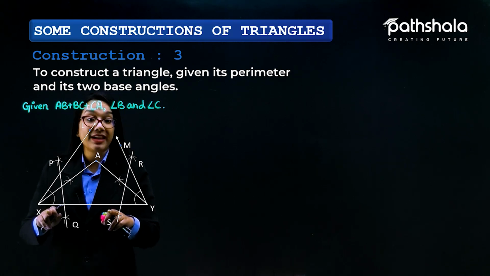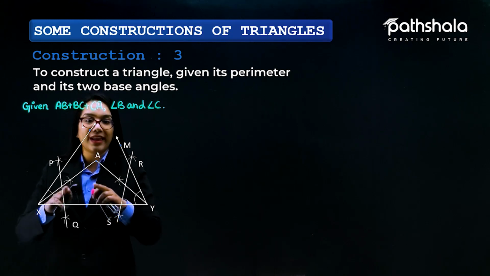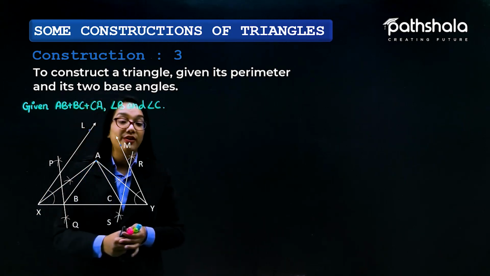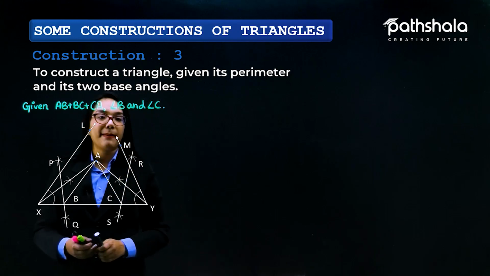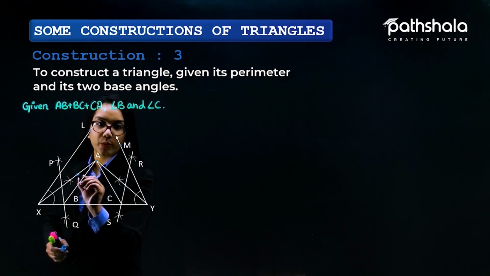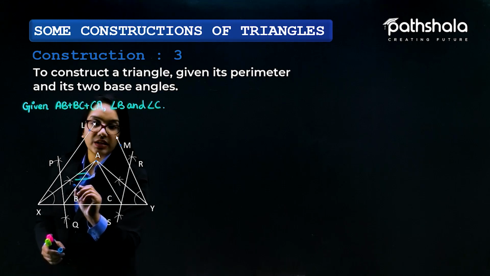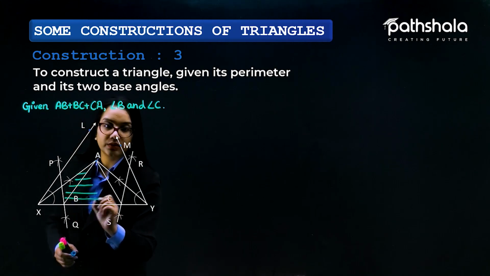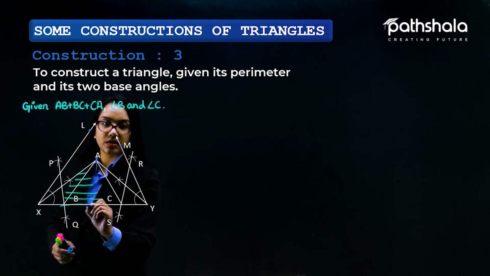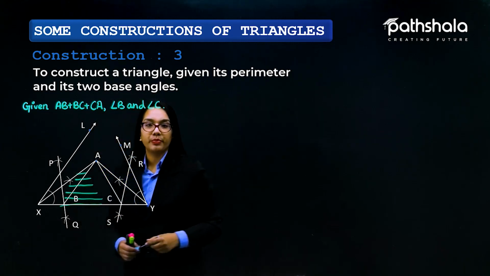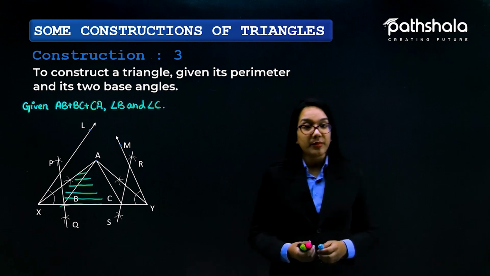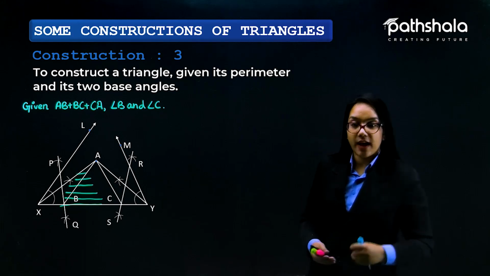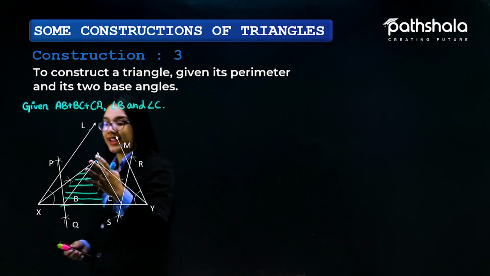After naming B and C, I'm joining B and C with the point A, and this ABC is the required triangle. This is our required triangle, in which we have the given perimeter. With the help of the perimeter and the two base angles, we have constructed this particular triangle ABC.